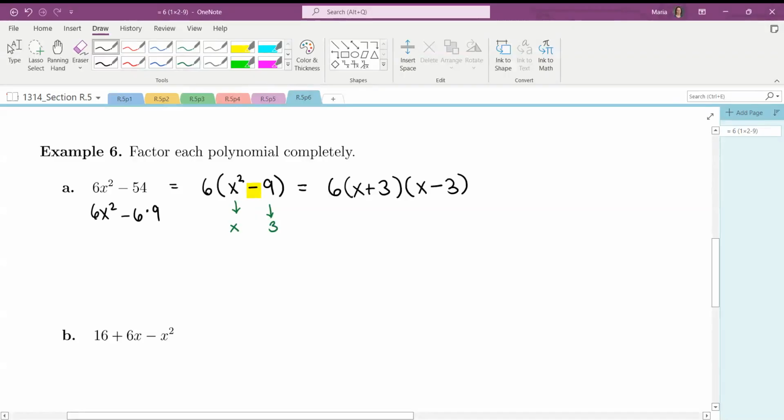And then if you check again, x plus 3 does not factor further. Neither does x minus 3. So here is your answer. We are completely factored.